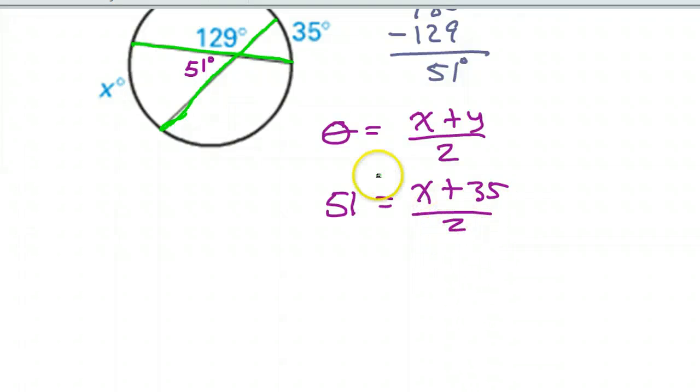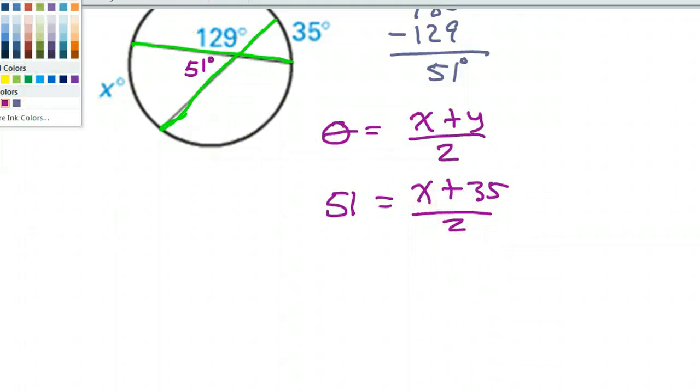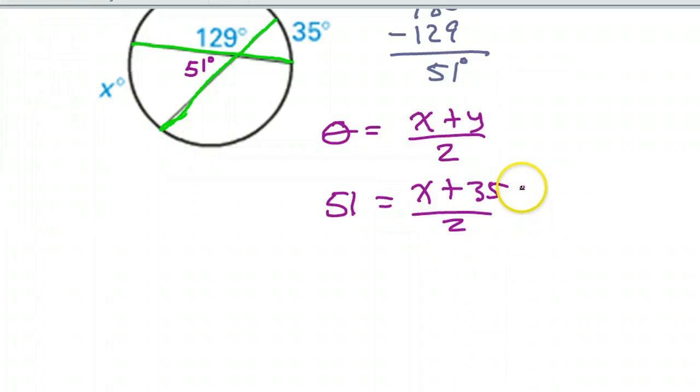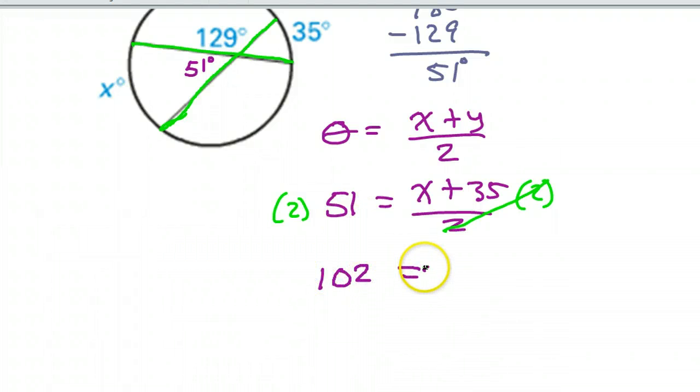Well, you see this denominator of 2. You want to multiply by that. So let's multiply both sides of the equation by 2. That way these 2's will cancel each other out. 2 times 51 is 102. So 102 is equal to x plus 35. Then we're going to subtract 35 from both sides.